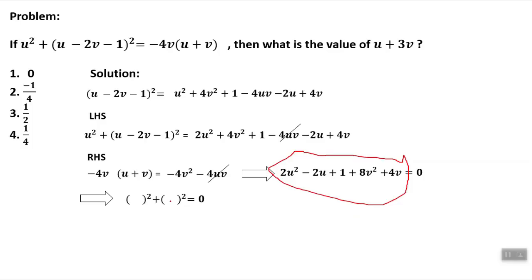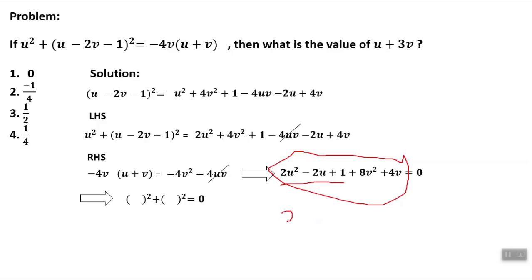Because none of these squares can be negative, each square must be 0, and that is how you will get the unique value of u and v. So by dividing this side, which consists of 5 terms, into 2 squares, we will get the 2 values. We will start by completing the square here: 2u squared minus 2u plus 1.